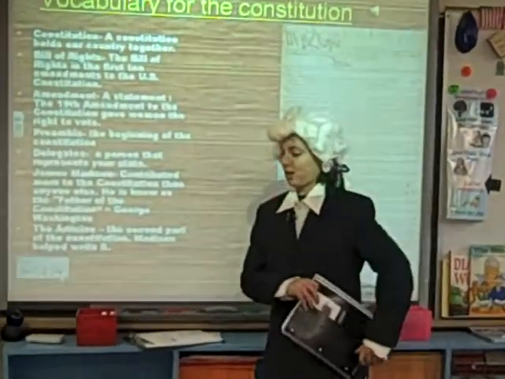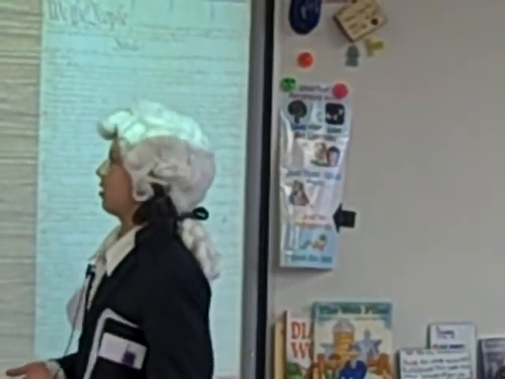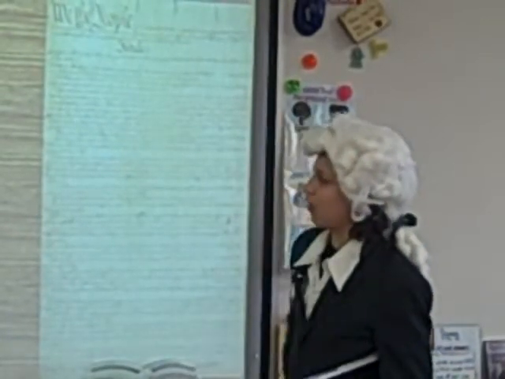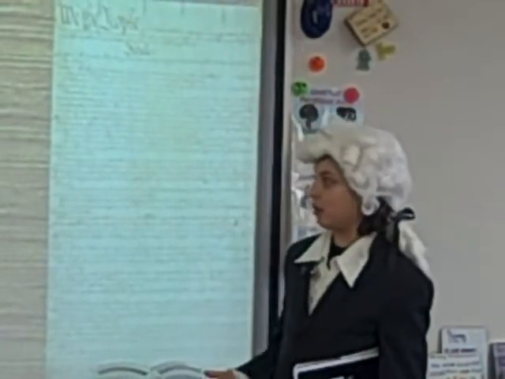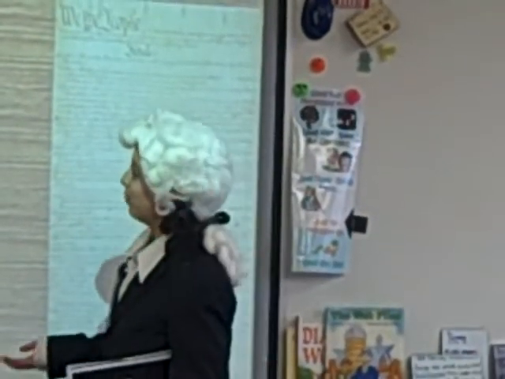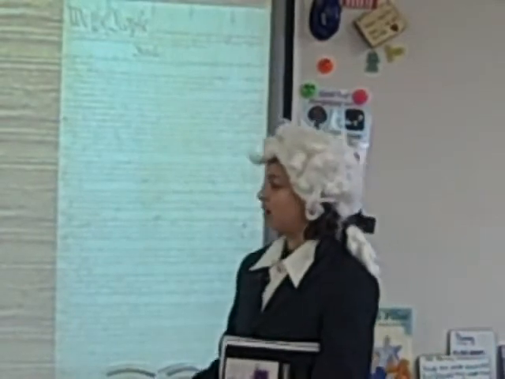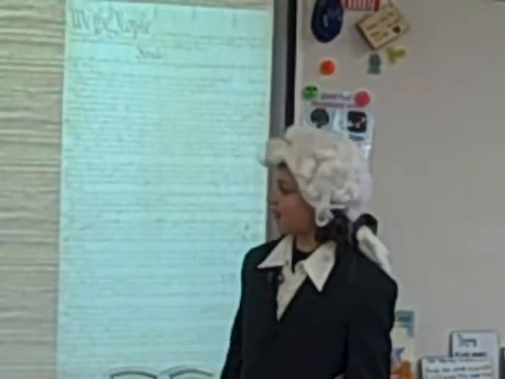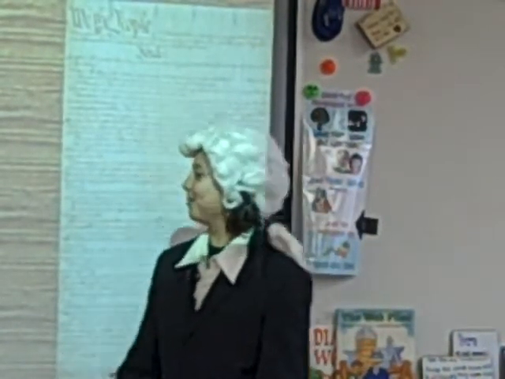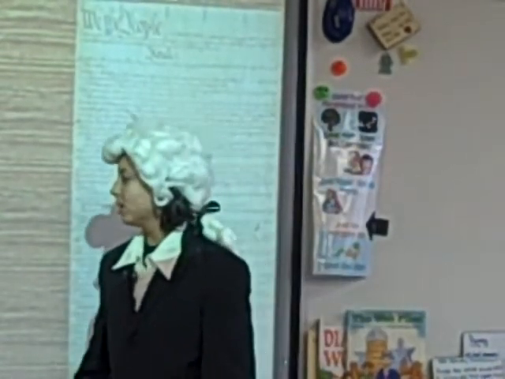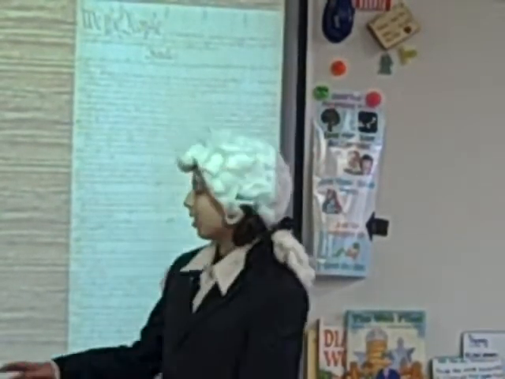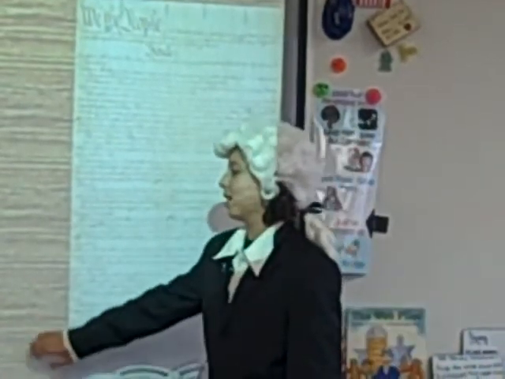Some vocabulary for the Constitution. The Constitution holds our country together. The Bill of Rights was the first 10 amendments of the U.S. Constitution. Amendment, a statement. The 19th Amendment gave women the right to vote. Preamble, the beginning of the Constitution. Delegate, a person that represents the state. James Madison may have contributed more to the Constitution than anyone else. He is known as the father of the Constitution. The Articles, the second part of the Constitution. Madison helped write it.